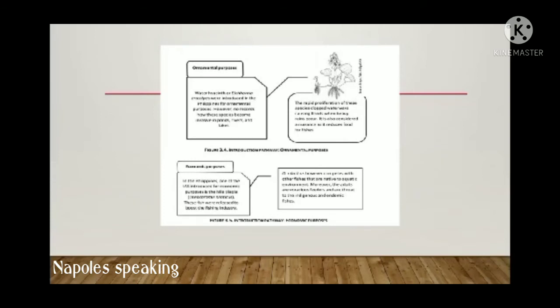Ornamental purposes. Water hyacinth, or Eichhornia crassipes, was introduced in the Philippines for ornamental purposes. However, there is no record of how this species became invasive in ponds, rivers, and lakes. The rapid proliferation of this species clogs water, causing flood when heavy rain occurs. It is also considered a nuisance as it reduces food for fishes.